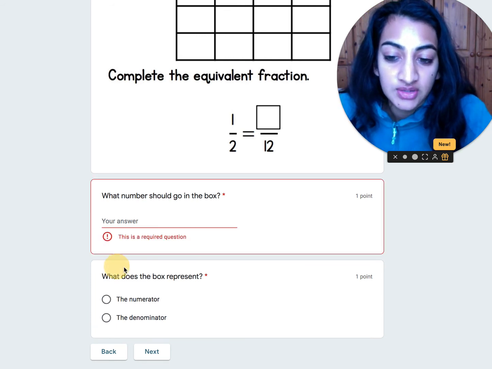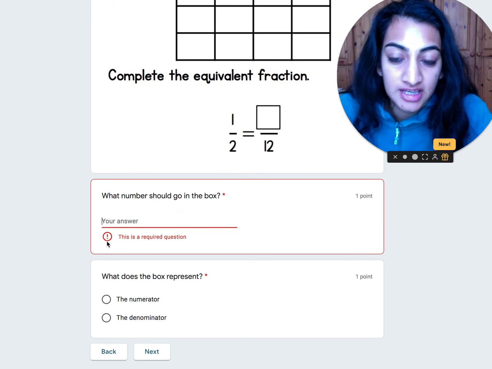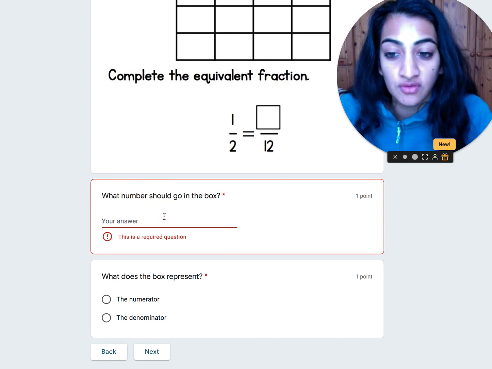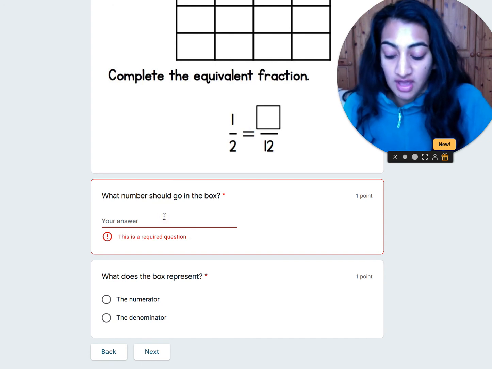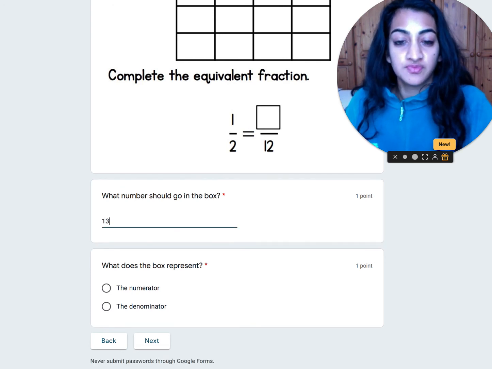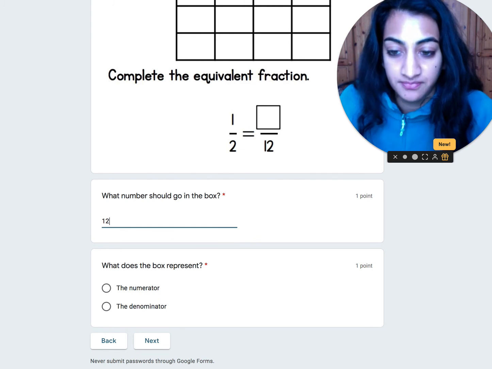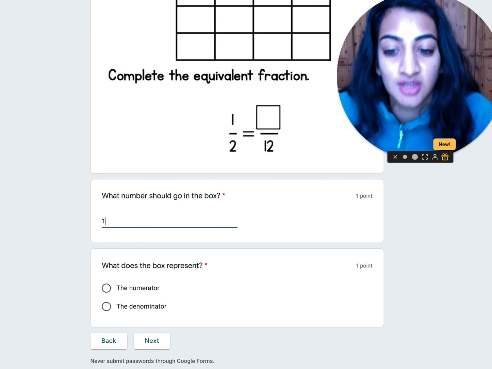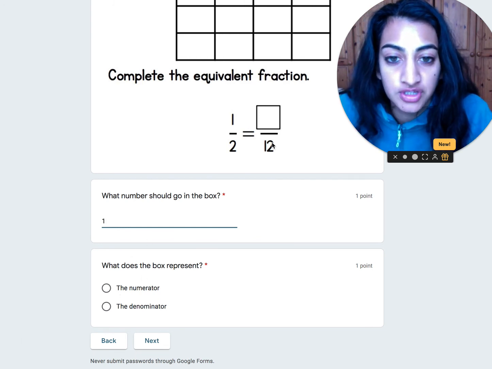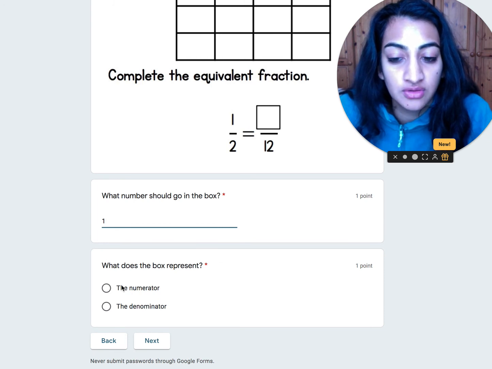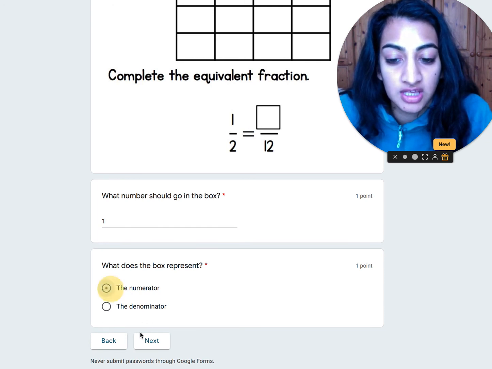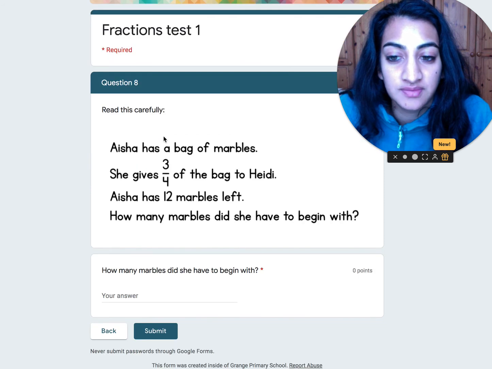And then the next question says, what does the box represent? Now you can see I tried to skip past this question and it came up with this exclamation mark because it says this is a required question. So if I'm not sure of the answer, I need to try to have a guess and write something. But try not to guess, try to work it out. So let's pretend I think it's 1. I don't, but I'm just giving you an example. And then the last question, what does the box represent? Is it the numerator or the denominator? You click whichever one you think it is, and you click next.